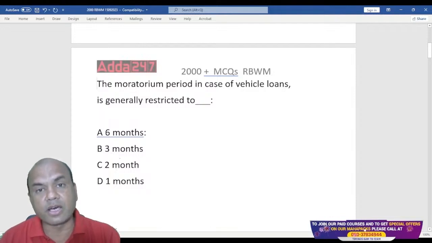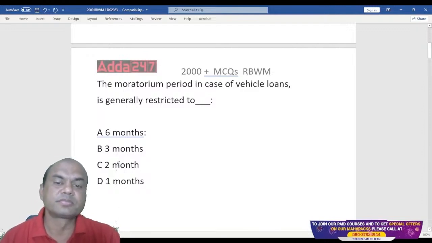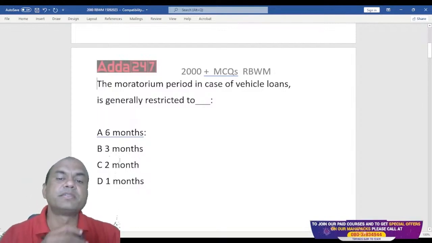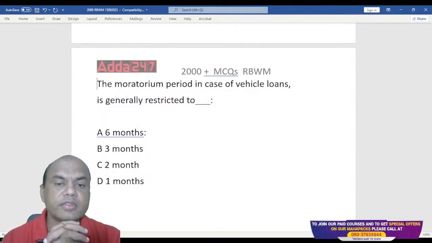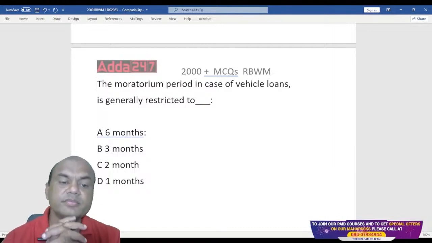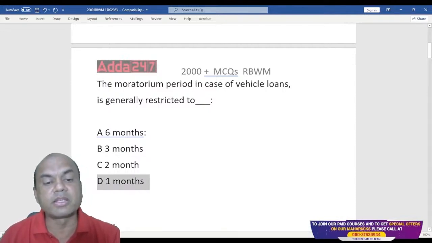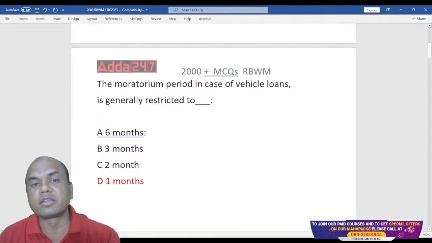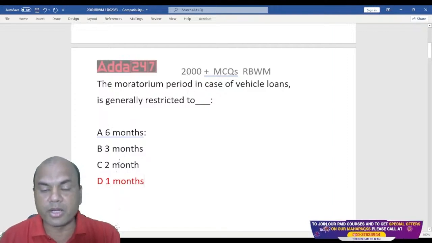Vehicle loans, two-wheeler, car, personal, basically these loans. Actually, there is no moratorium period, but 1 month is considered as a moratorium period. Why? Because when we disburse it, after 1 month the customer starts repaying, right? That is the logic. So actually, no moratorium period is allowed for vehicle loans.